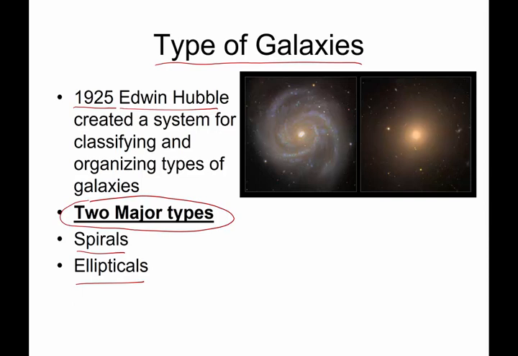Spirals, as you can imagine, have this pinwheel sort of structure, and ellipticals are kind of big fuzzy balls. They look just like a big fuzzy ball of star clusters out there.